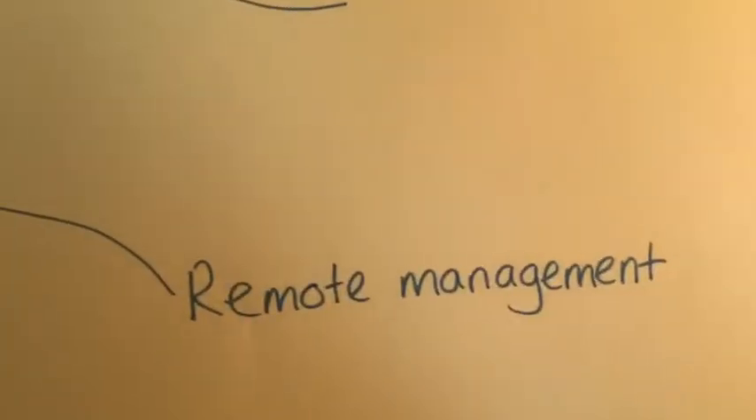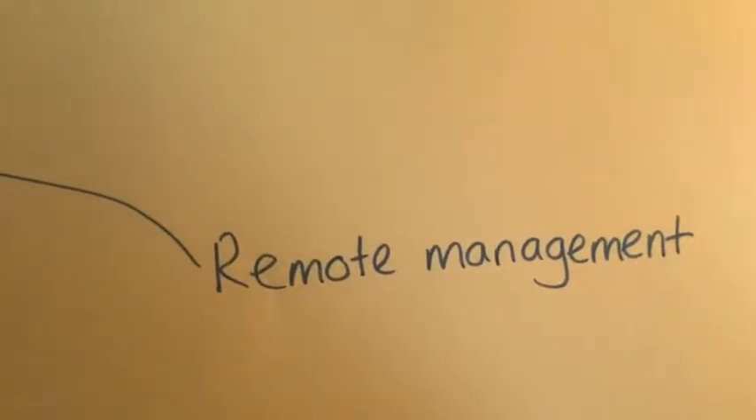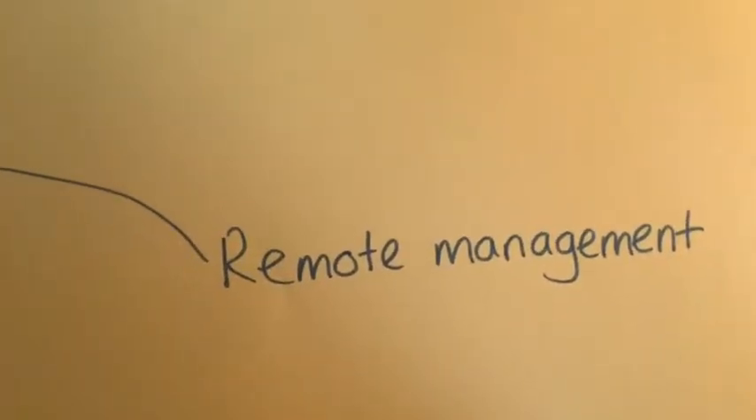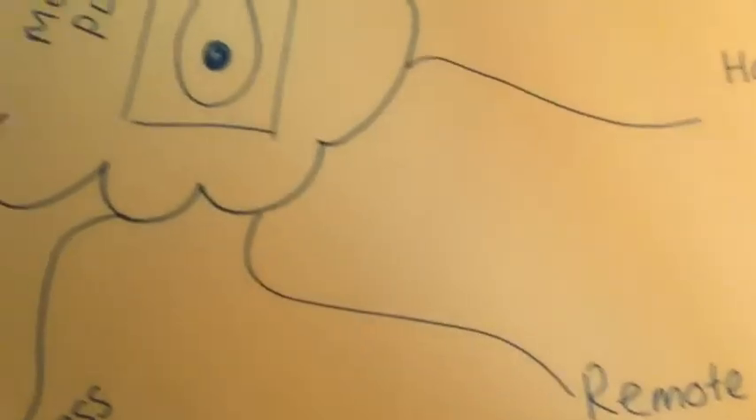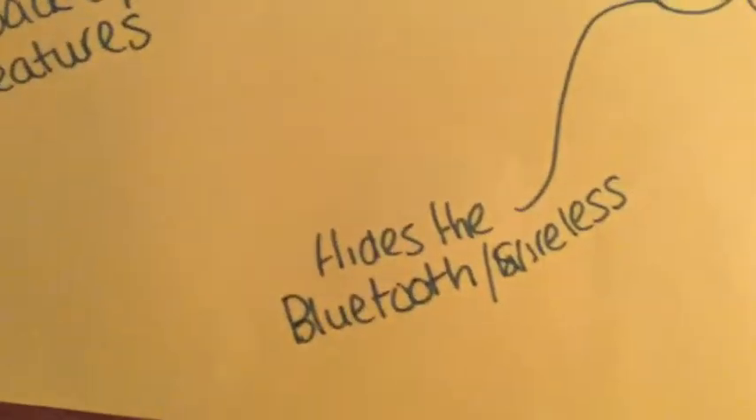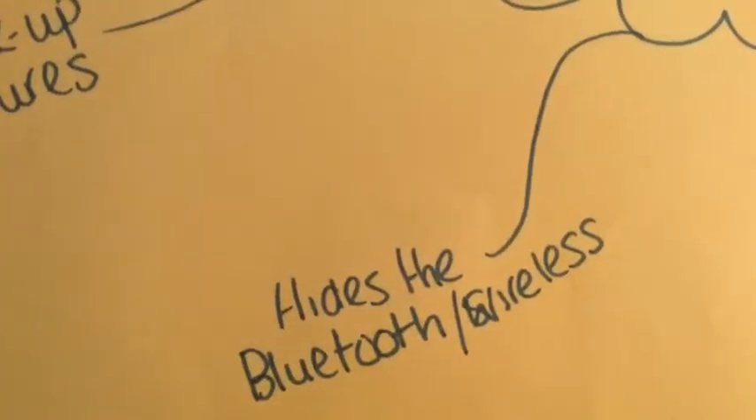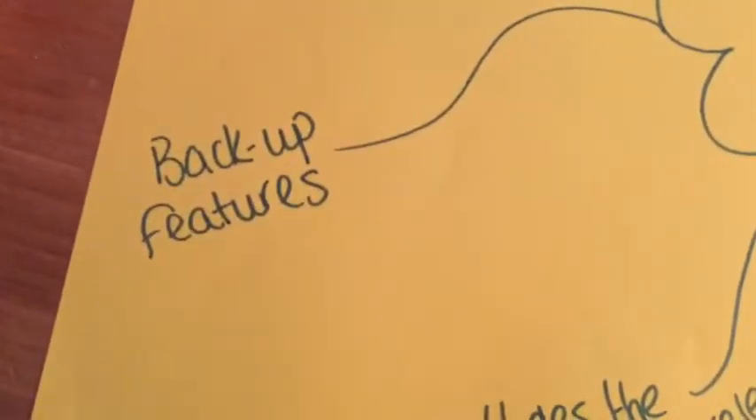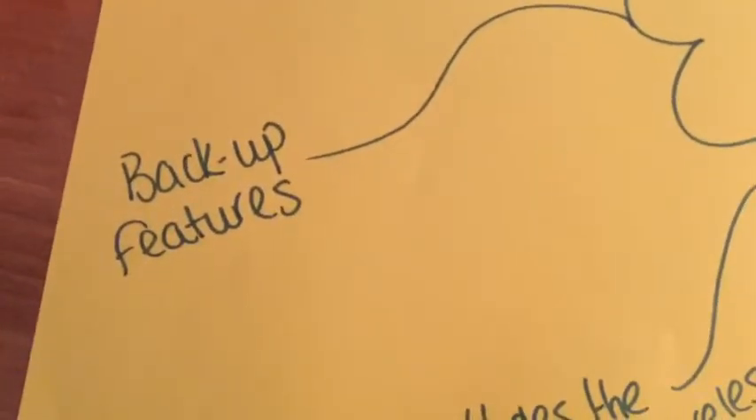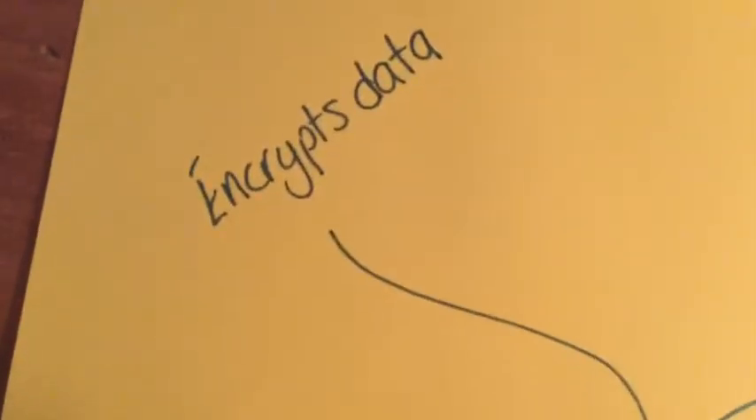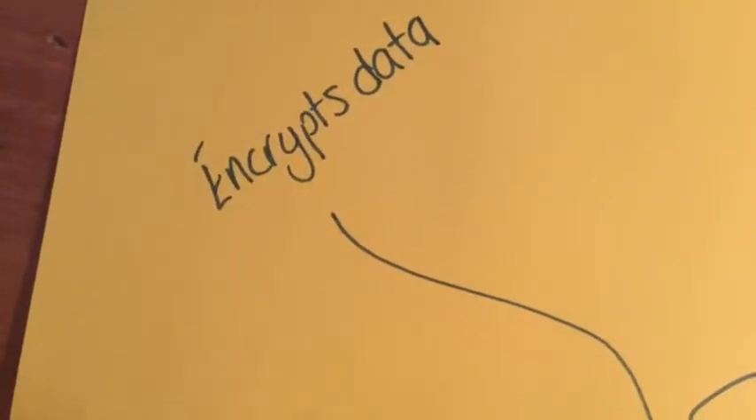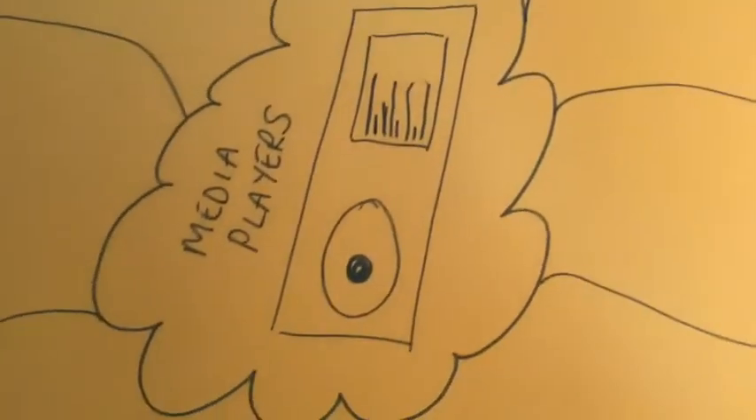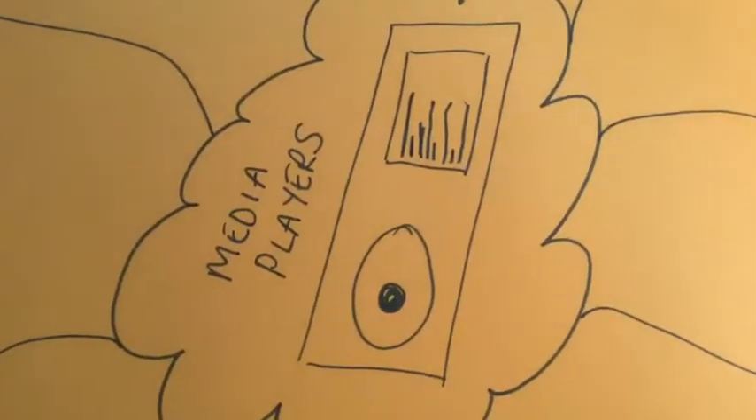It's got remote management, which allows you to deactivate the device remotely if it is stolen, which renders it useless to anybody else. It has the option where it hides the Bluetooth and wireless sharing, which stops users accessing files that are on the device. Backup features, which allows you to back up your data to a computer. The personal media player, and here's the keyword again, also encrypts data, which prevents other people from accessing it. A lot of media players will also only reactivate when you enter the correct password.